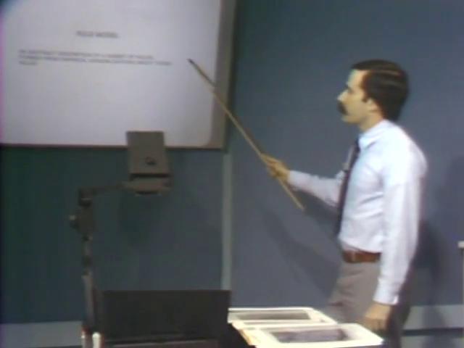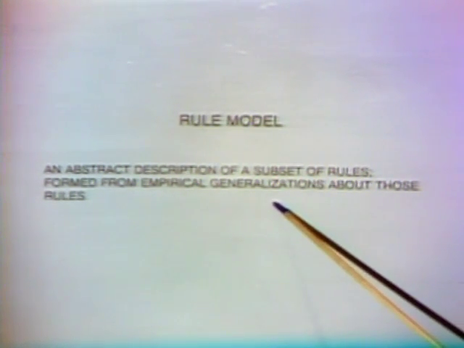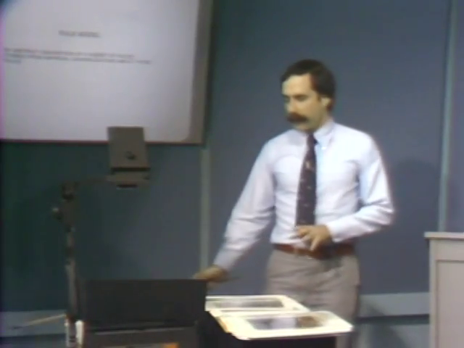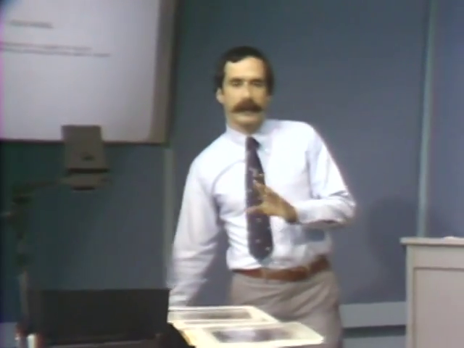The basic idea is that we have an abstract description of a subset of the rules. And that abstract description is formed from a number of empirical generalizations about those rules. Now, what do I mean by that? Well, I mean the following. If I take a look at all of the rules in the system that tell me something about, let's say, what area to invest in, there might be a half dozen or a dozen such rules, then it turns out that I will notice certain regularities in those rules.